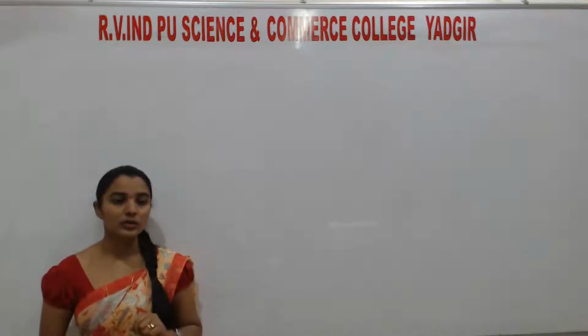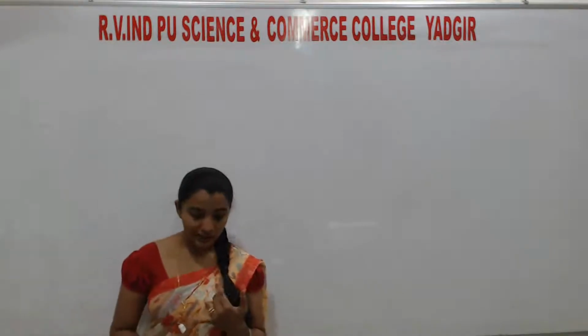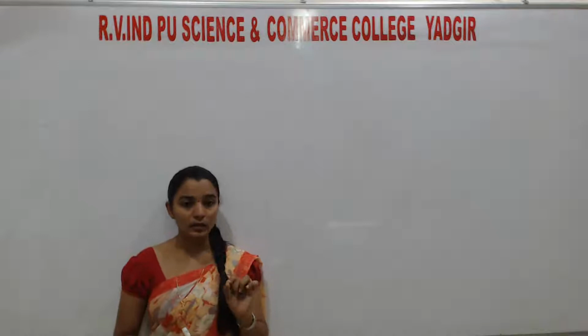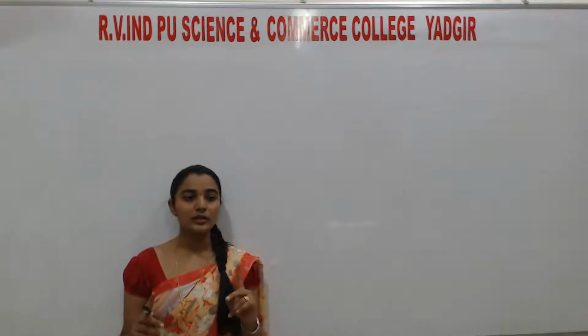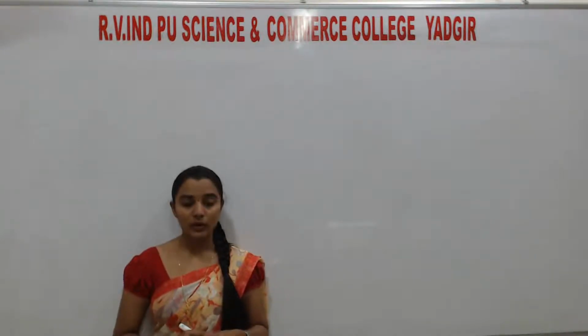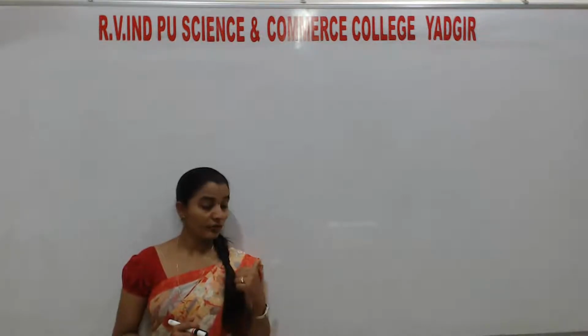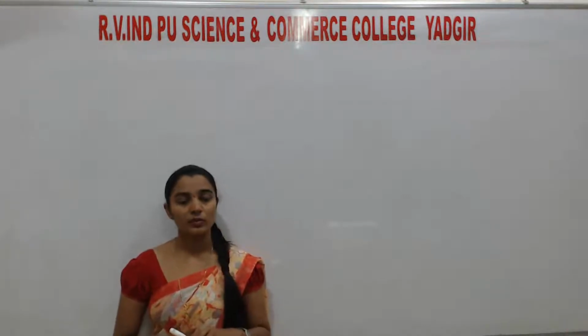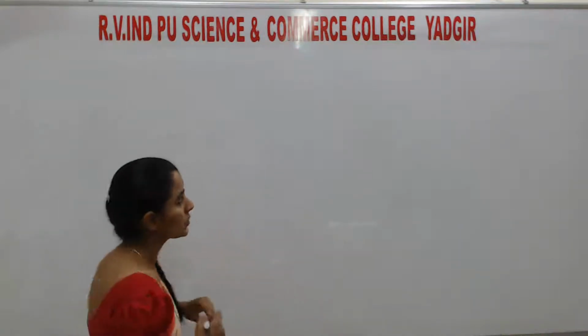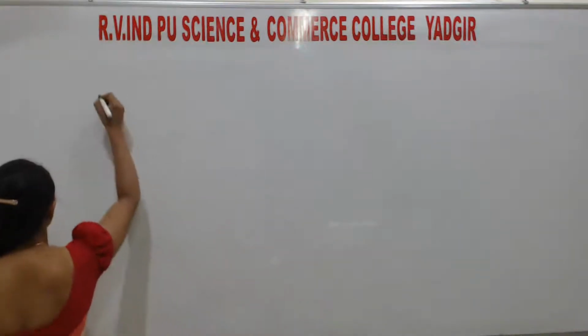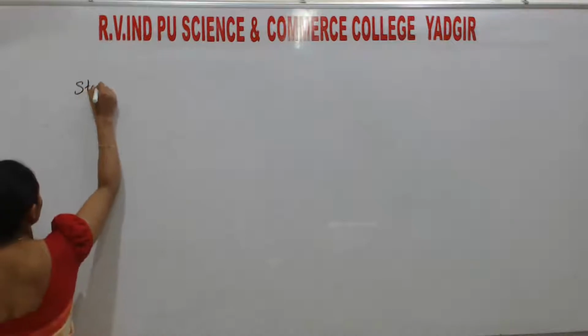Okay, and the last one is metamerism. This is also explained in ethers and ketones. On either side of the functional group, if the number of carbon atoms in the parent chain differs, then they are said to be metamers. Okay, so now we will discuss another type of isomers, that is stereoisomers.